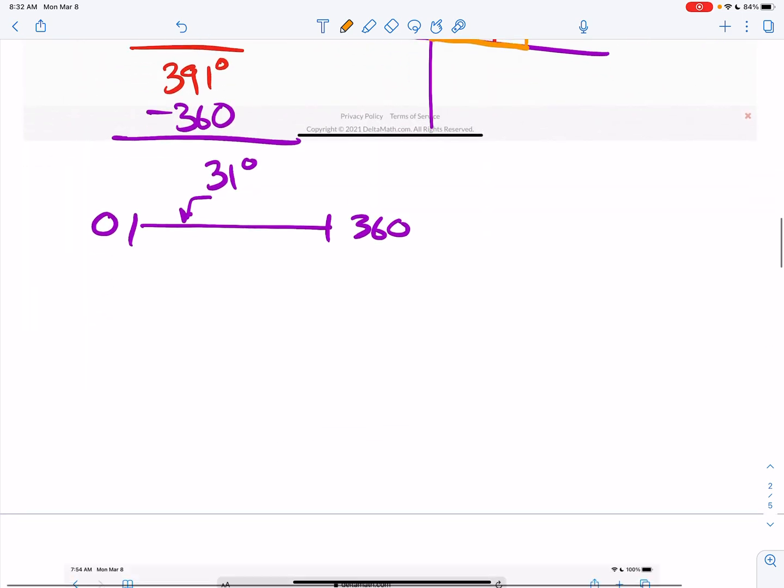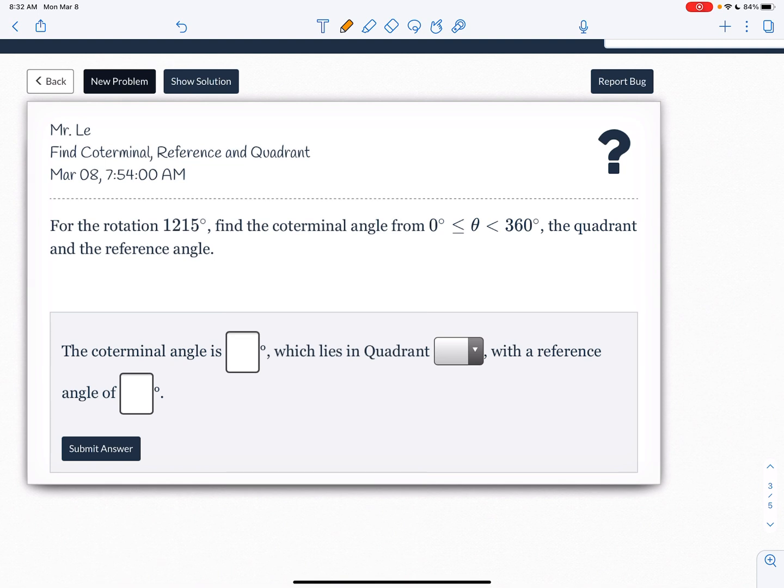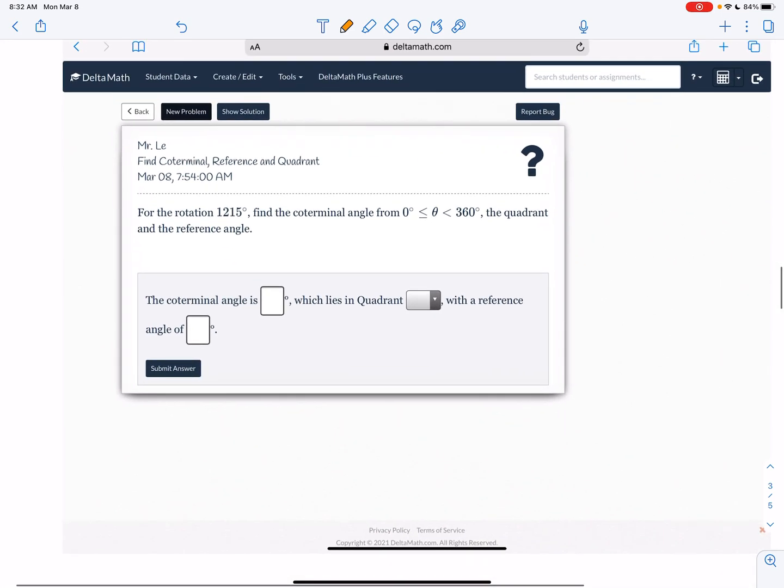Here's another one here. 1,215 degrees. Find the coterminal angle. Pause, do as much as you can, and then press play when you're ready. All right, 1,215 degrees is definitely way too large. So when it's too large, we're going to subtract increments of 360.